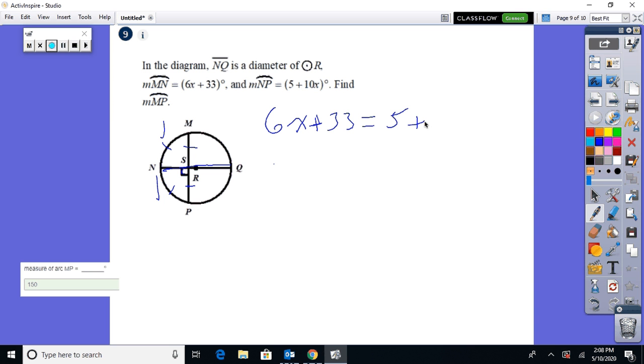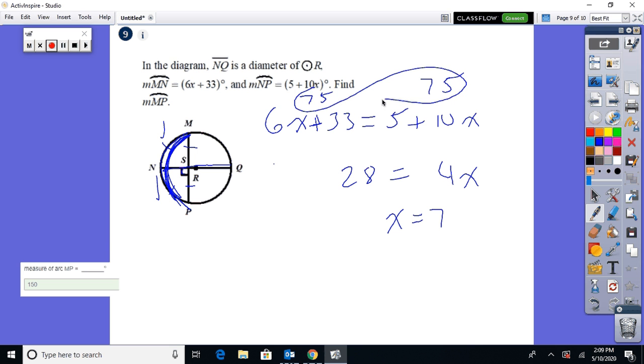5 plus 10x. All right, so subtract my x's. I'll subtract my 5 and divide. X is 7. They want to know what MP is, all of this. So plug it back in, and you've got 75 here, and we better get 75 here. Yep, 42 and 33. So add those together. So the measure of arc MP is 150.